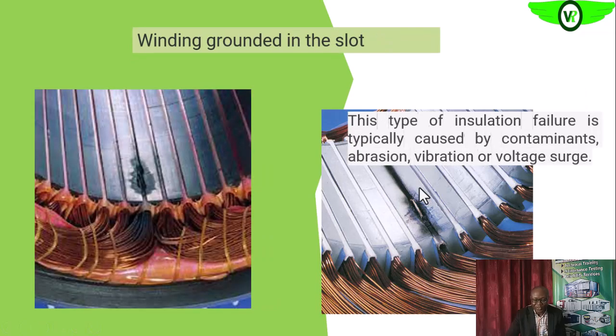we want to prevent it from happening in the future. Such a compromise can also happen within the slot of the electric motor, and that is what we are seeing here. The insulating capacity of the insulating materials used has been compromised, and there is grounding in the slot coming into contact with the yoke, and that is why you have this kind of blast. Again, you need to check if it is caused by contaminants or voltage surge by looking at the power quality at that particular point in time.